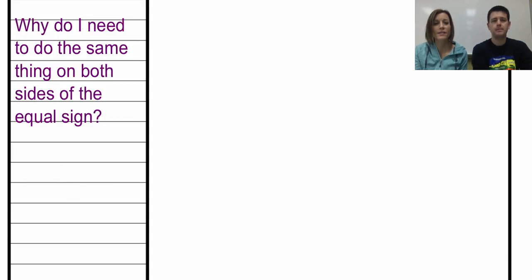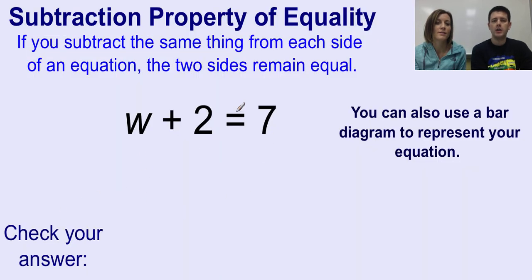Okay, the second thing you need to do is to go ahead and write your question on the left-hand side of your Avid paper. Why do I need to do the same thing on both sides of the equal sign? And we're going to hopefully be able to answer that question after the video. So all of this practice and all these notes are going to go on the right-hand side in the big open section. We're going to start with our first piece, the subtraction property of equality. It says if you subtract the same thing from each side of an equation, the two sides remain equal. So that's going to be the key to solving equations today.